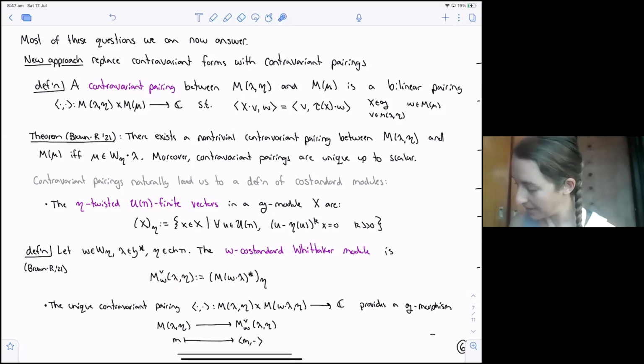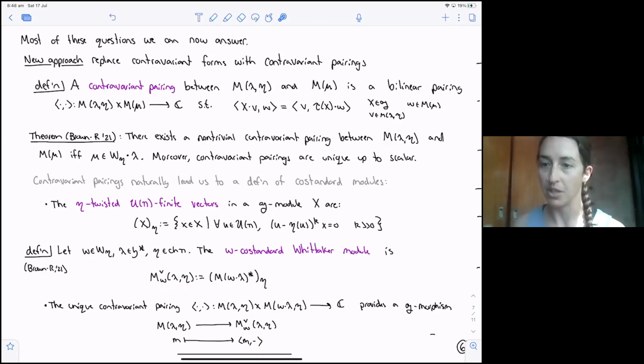If we stare at this for a second, the way that we've defined this dual is as a subspace of the linear dual of a Verma module. So if we fix some vector in our standard Whittaker module and then take a contravariant pairing and pair against that fixed vector, this is something that's going to take in elements of a Verma module. And so this is going to be some subset of the dual of a Verma module. And it turns out that we can show that it lands exactly in this subset of the dual that we've carved out. So the thing about this definition is it comes automatically with a canonical morphism between a standard object and a co-standard object.